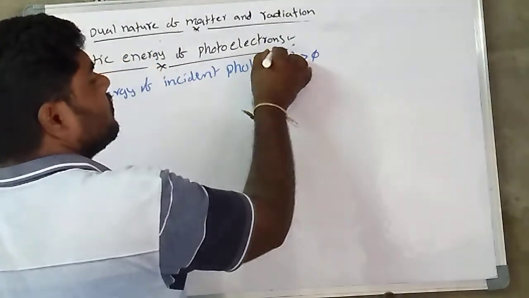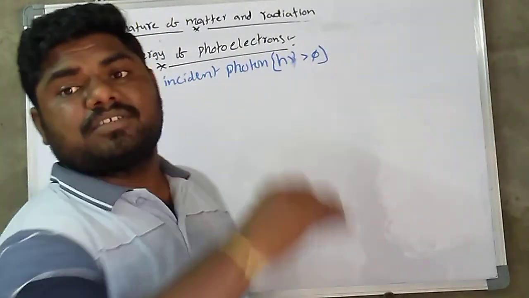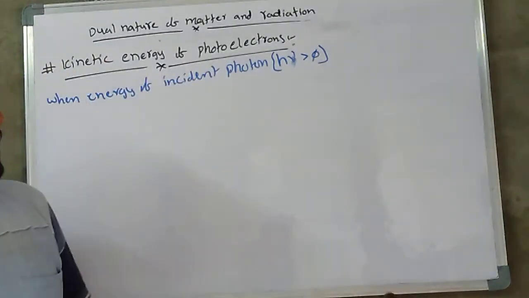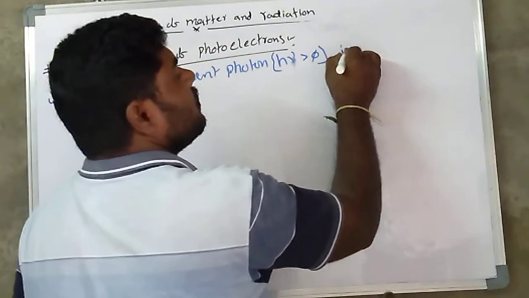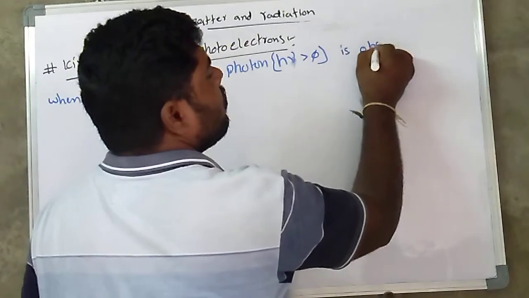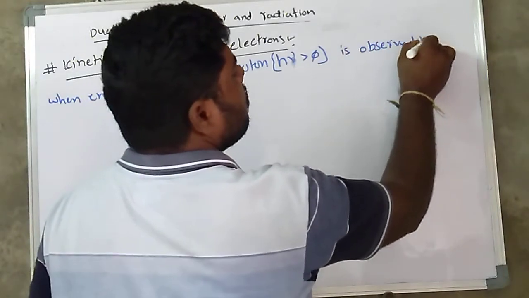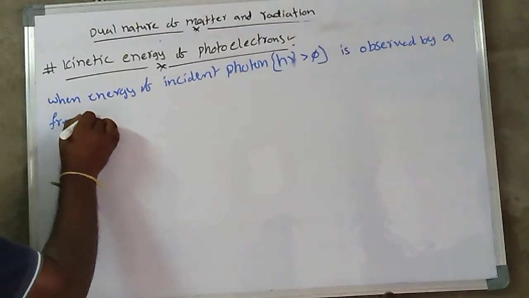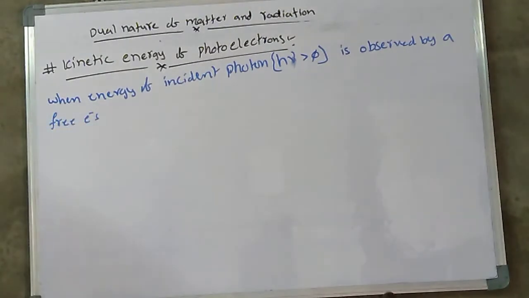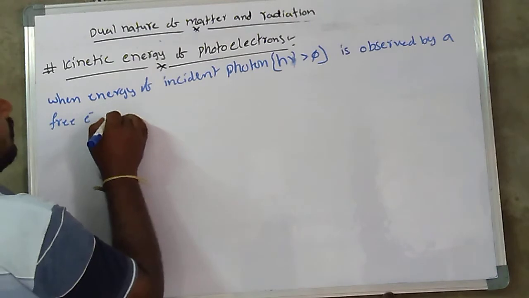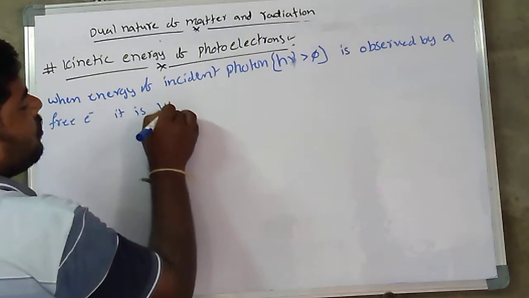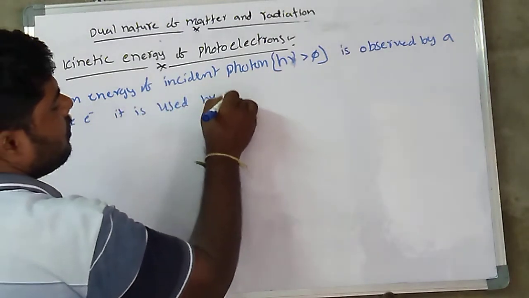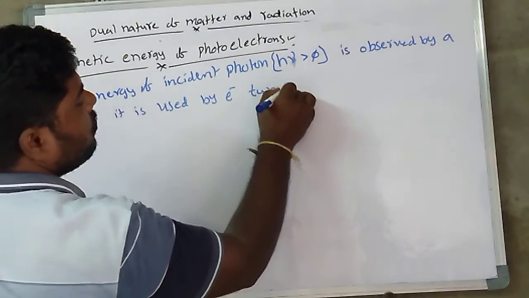in this situation the photon is absorbed by a free electron. It is used by the electron in two parts.